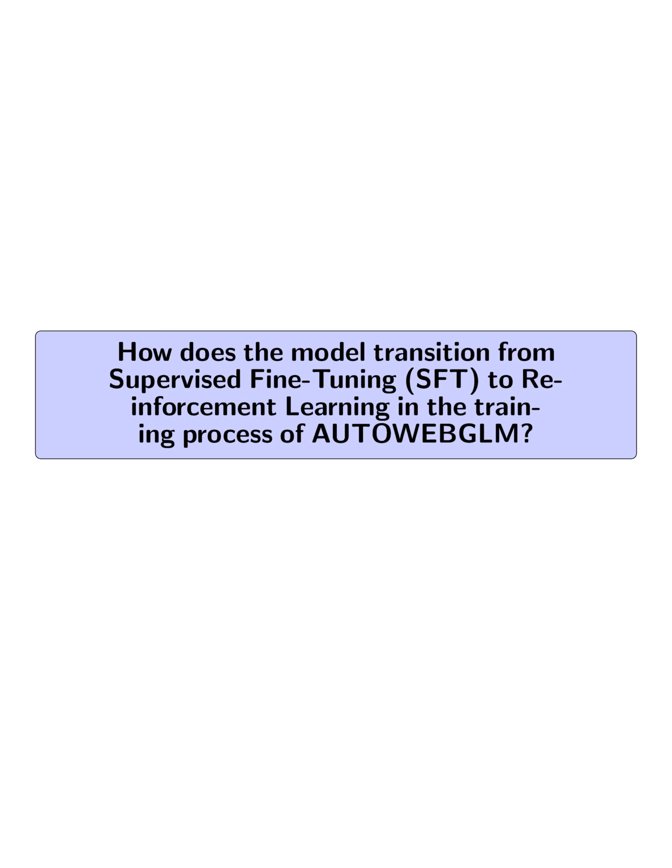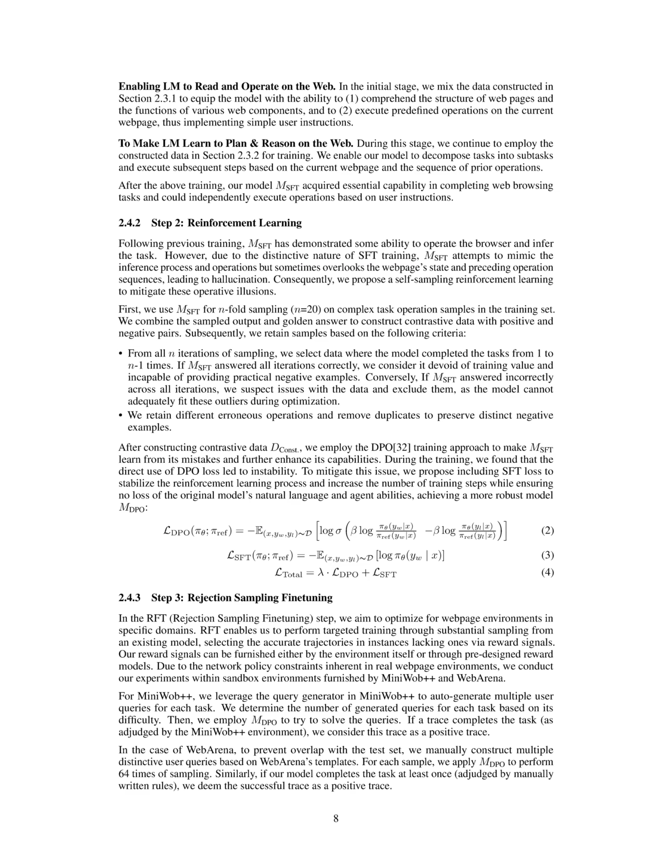How does the model transition from supervised fine-tuning, SFT, to reinforcement learning in the training process of AutoWebGLM? The model transitions from supervised fine-tuning, SFT, to reinforcement learning in the training process of AutoWebGLM by first utilizing the data constructed in the initial stages to equip the model with the ability to comprehend web page structures and execute basic operations. This phase focuses on enabling the language model to read and operate on web pages effectively.